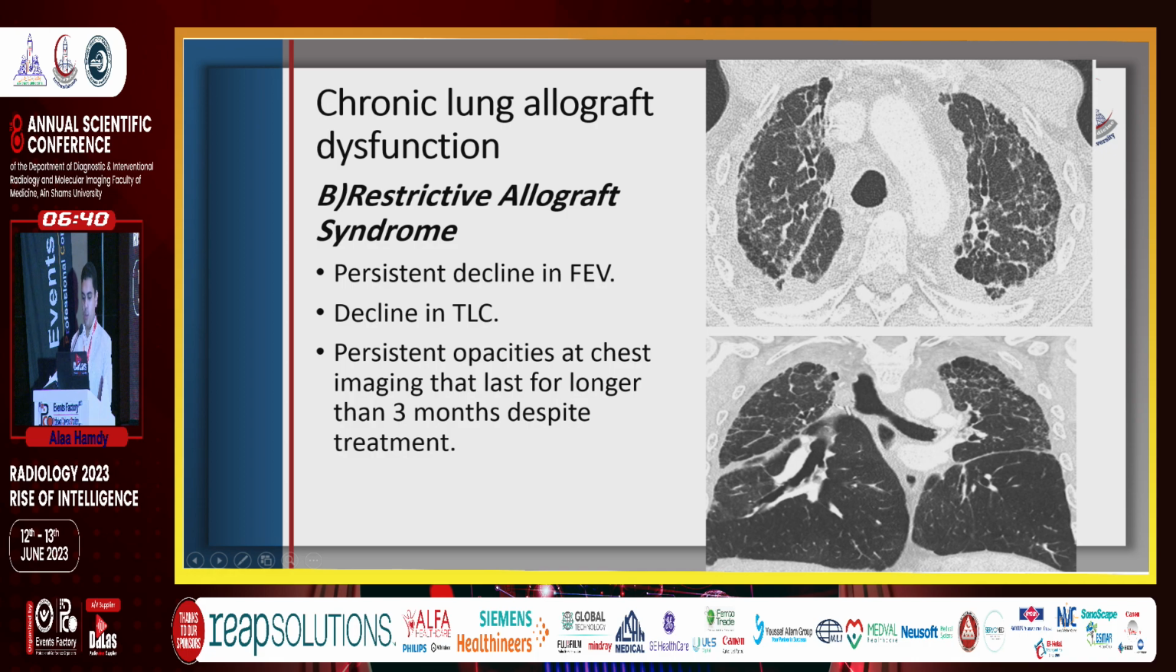Restrictive allograft syndrome. Clinically, persistent decline in the forced expiratory volume with decline in total lung capacity, and persistent opacities at the chest imaging that last for longer than 3 months despite treatment. Here we have a 44-year-old male with cystic fibrosis, who has undergone bilateral lung transplantation, with bilateral upper lung and pleural fibrosis compatible with restrictive allograft syndrome.